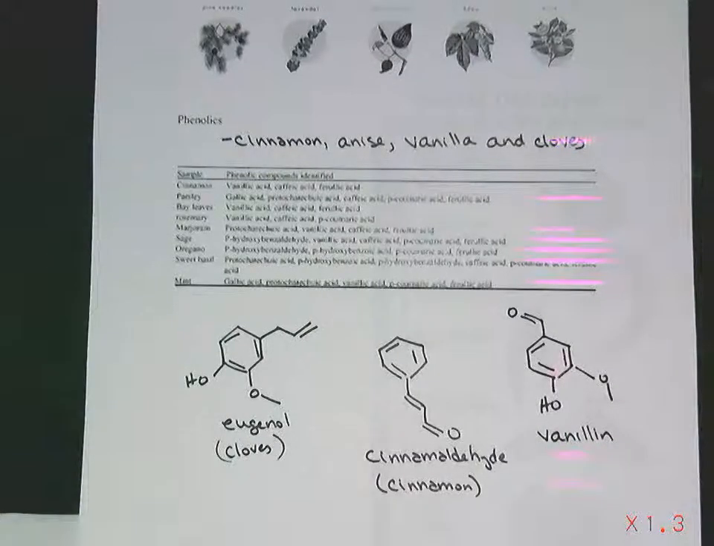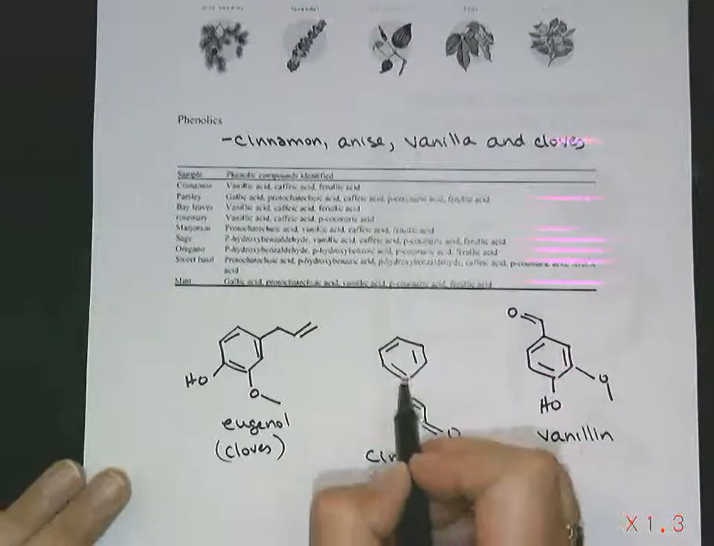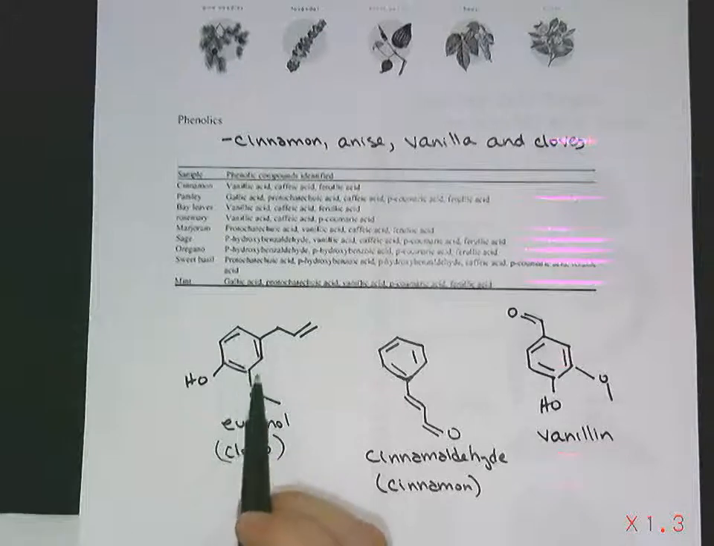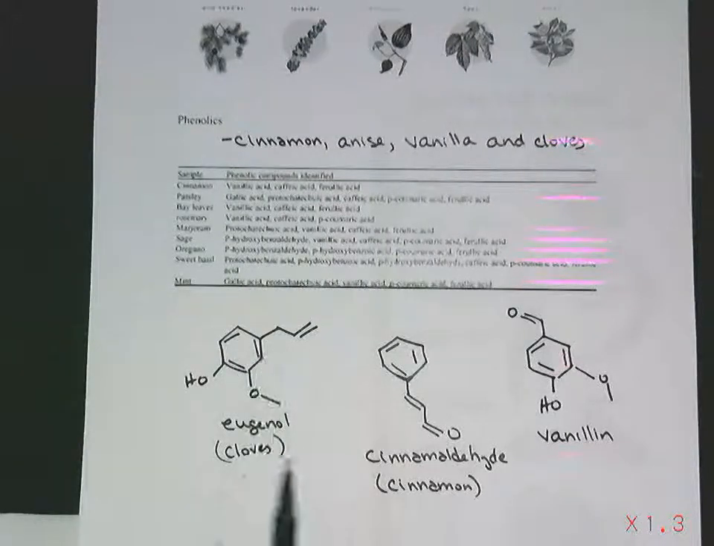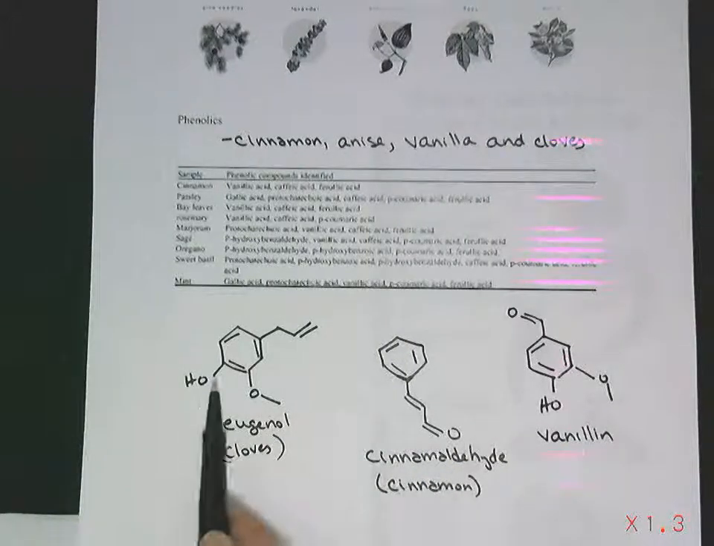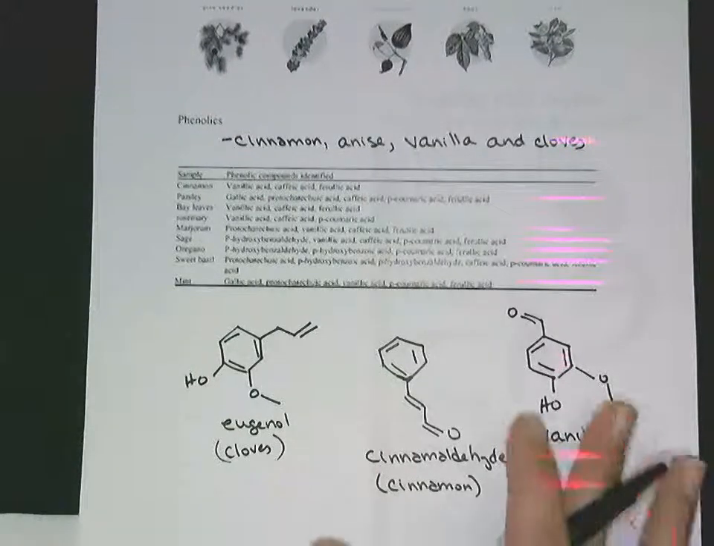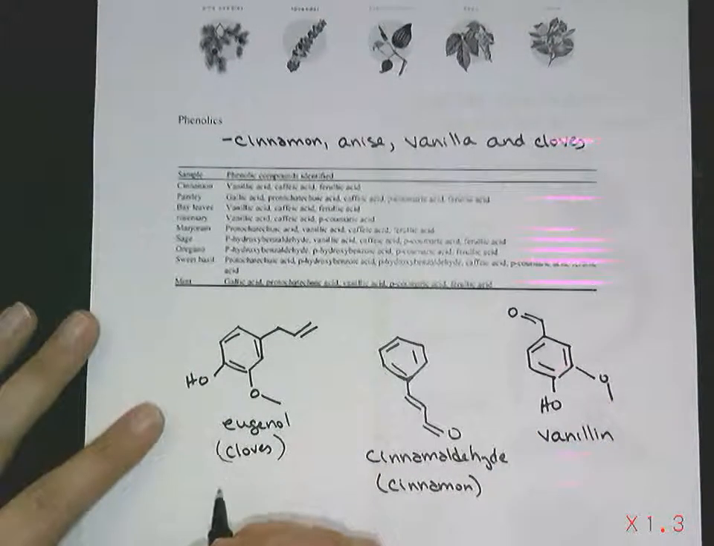So you can see, again, they all have a similar starting shape. They all have this central six-sided molecule with some double bonds. And they all have some combination of oxygen attached to them, either directly or through some double bonds or multiple oxygens. And so eugenol, cinnamaldehyde, and vanillin are our three main phenolics. Sorry, these are phenolics.